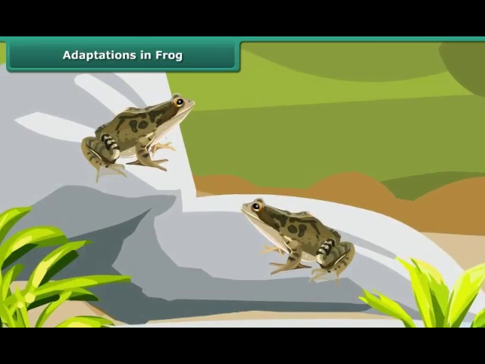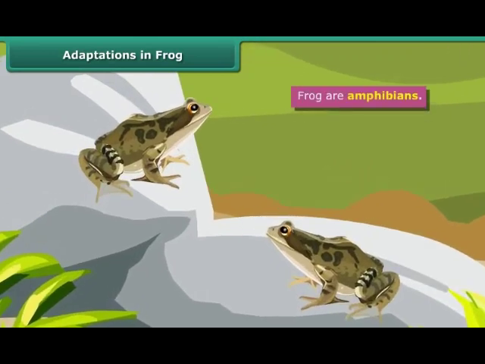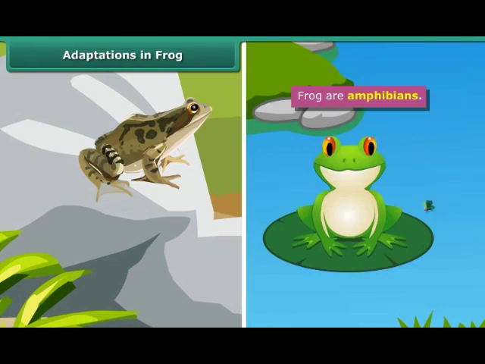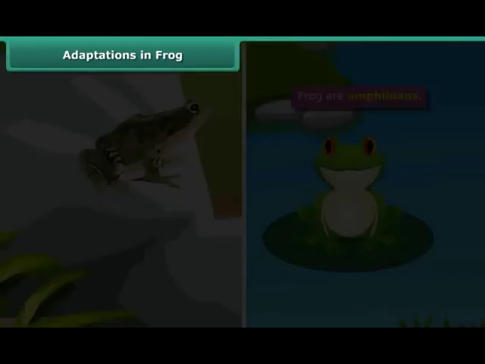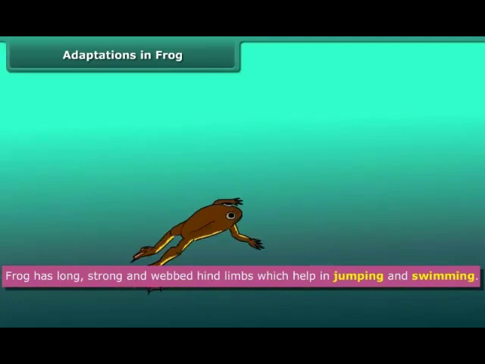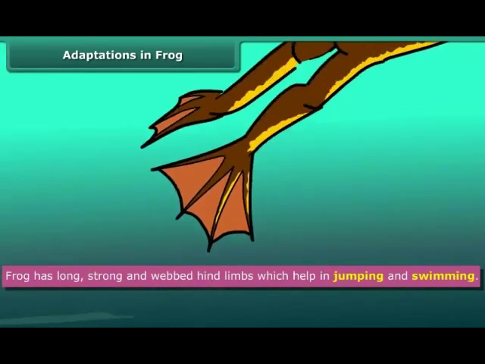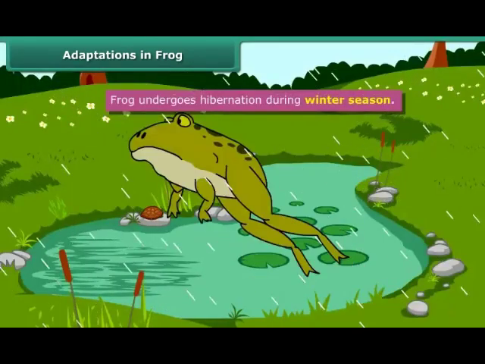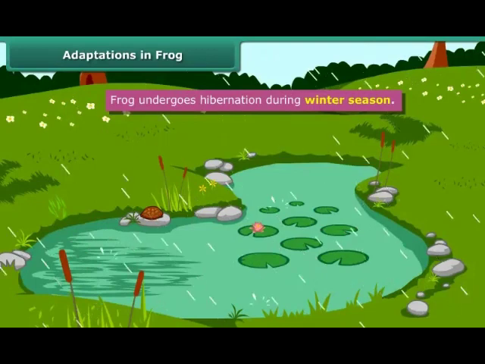Students, we all know that frogs are amphibians. They can live both on land and in water. So they have specially developed features that allow them to live both on land and in water. Frog has long, strong, and webbed hind limbs that help in jumping and swimming. Frog undergoes hibernation during winter season.